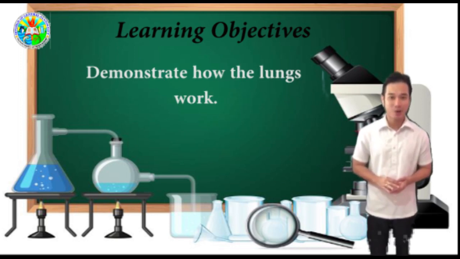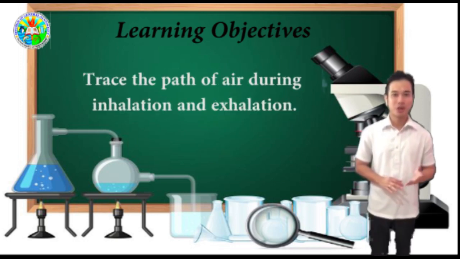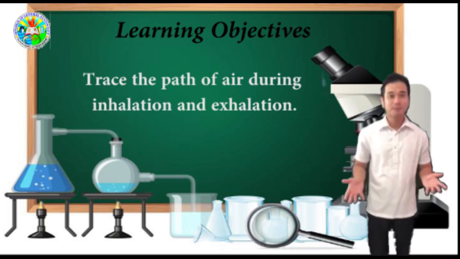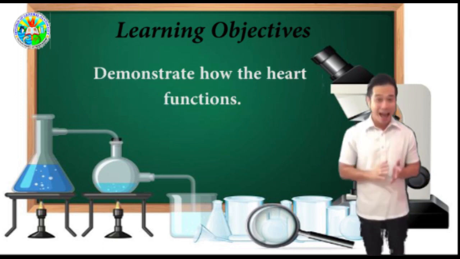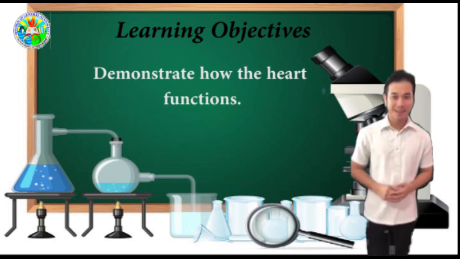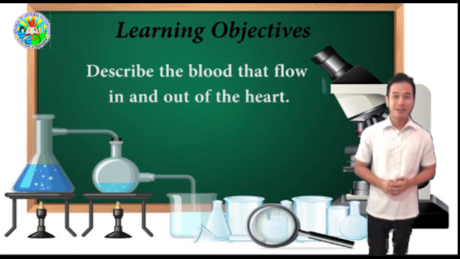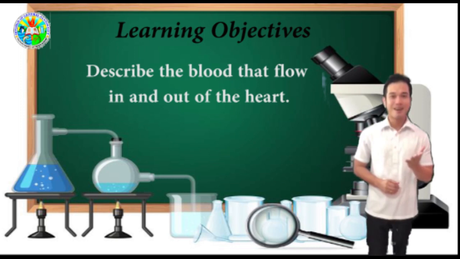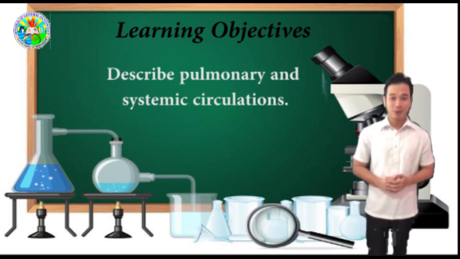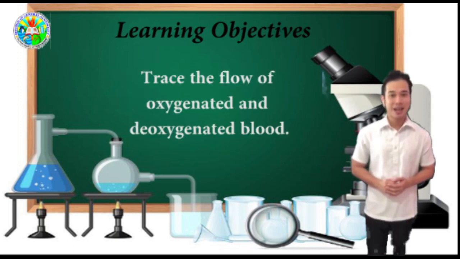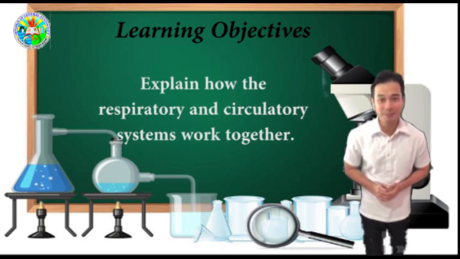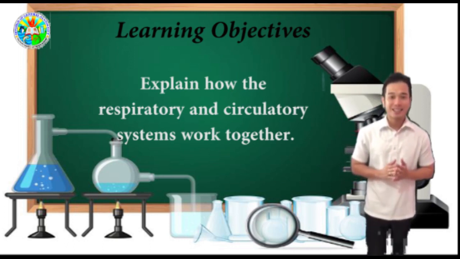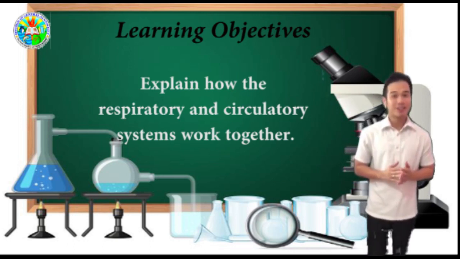We shall demonstrate how the lungs work. We shall trace the path of air during inhalation and exhalation. And we shall demonstrate how the heart functions. Next, we shall describe the blood that flows in and out of the heart. Describe the pulmonary and the systemic circulation. Trace the flow of the oxygenated and deoxygenated blood. And also, we shall explain how the respiratory and the circulatory systems work together.